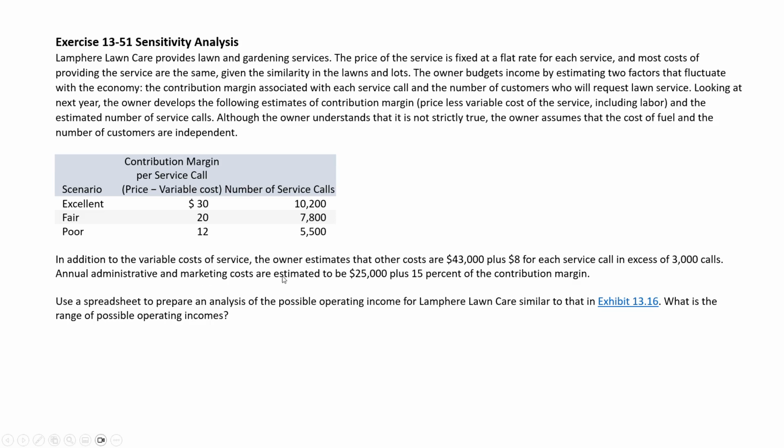In addition to variable costs, the owner estimates that the other costs are $43,000 plus $8 per each service call in excess of $3,000. Annual administrative marketing costs are estimated to be $25,000 plus 15% of the contribution margin. And we accounting and finance professionals love our spreadsheets, and they ask us to use a spreadsheet to create sensitivity analysis for all the possible operating income.